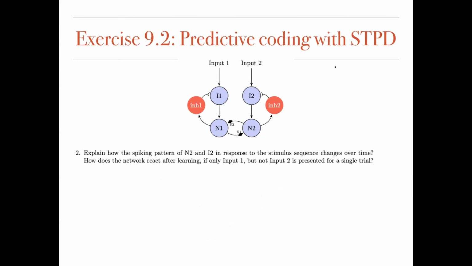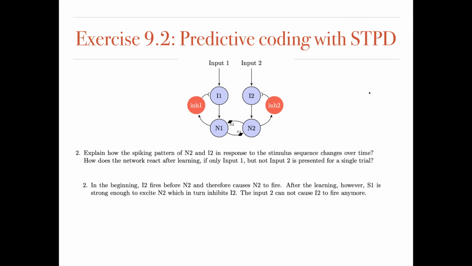Explain how the spiking pattern of N2 and I2 in response to the stimulus sequence changes over time. How does the network react after learning if only input 1 but not input 2 is presented for a single trial? In the beginning, I2 fires before N2 and therefore causes N2 to fire. After learning, however, S1, the synapse from neuron 1, is strong enough to excite neuron 2, which in turn inhibits input 2. So input 2 cannot cause I2 to fire anymore.